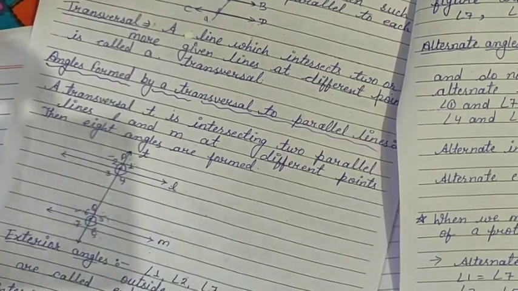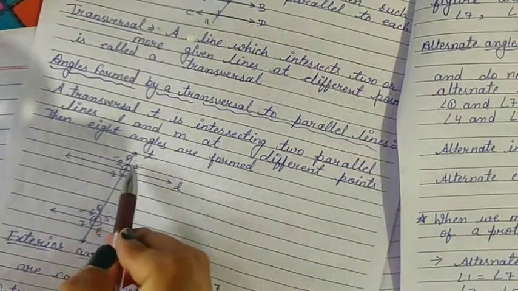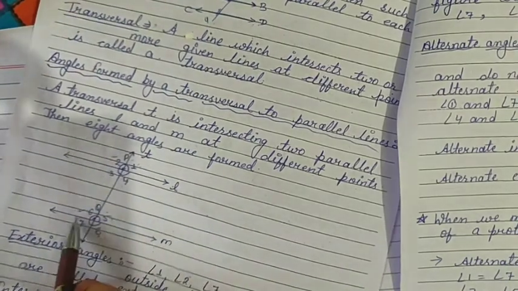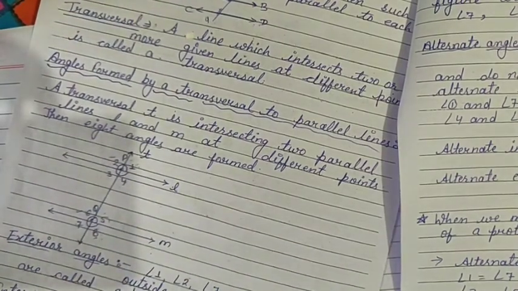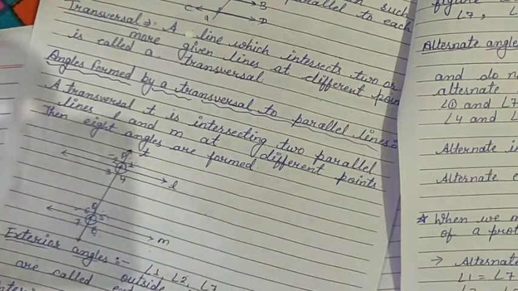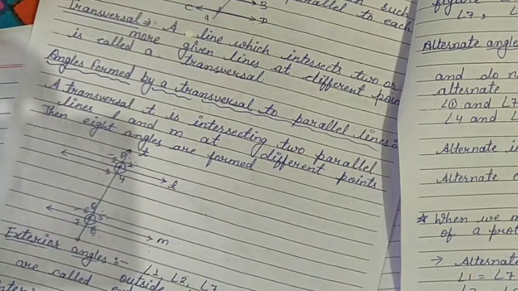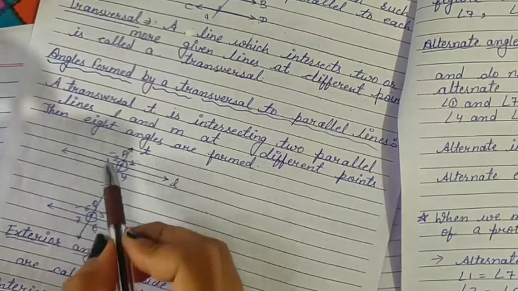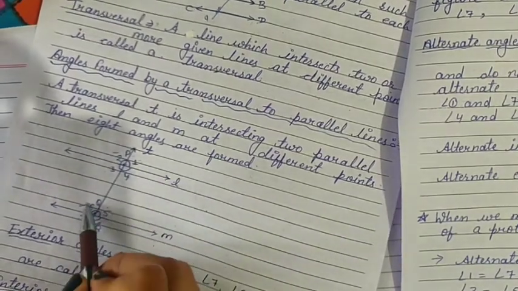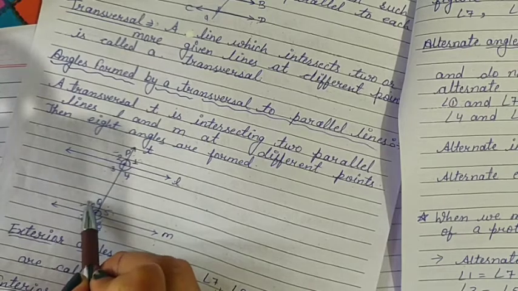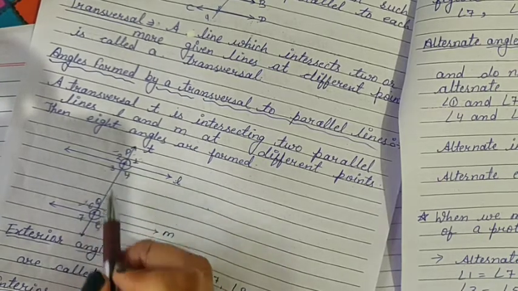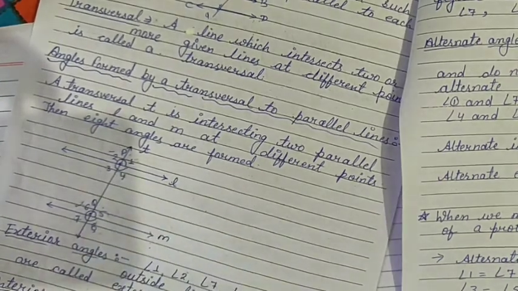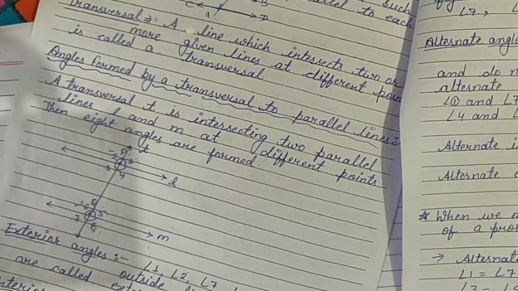Angle 3 and 4 are also not alternate angles, and angle 1 and 2 and angle 7 and 8 are also not pairs of alternate angles because they form a linear pair. But angle 1 and 7 and angle 2 and 8, angle 6 and angle 4 and angle 3 and 5 are called alternate angles. These are pairs of alternate angles.